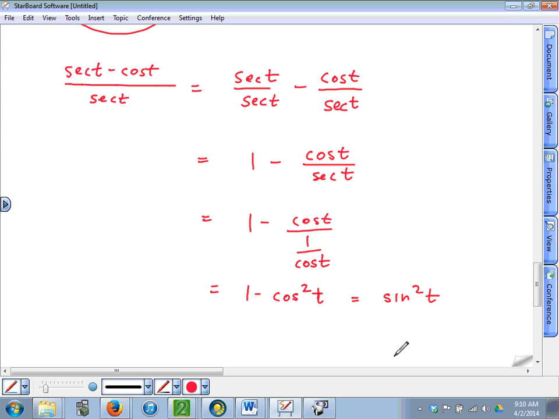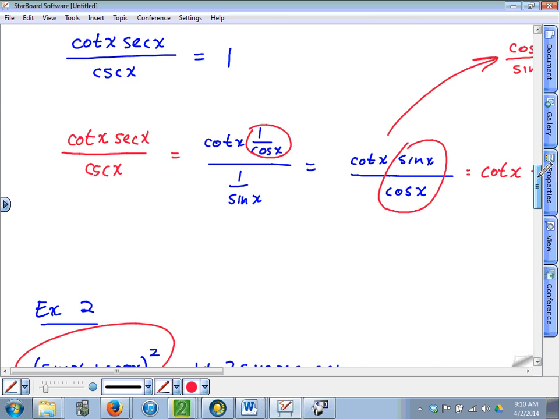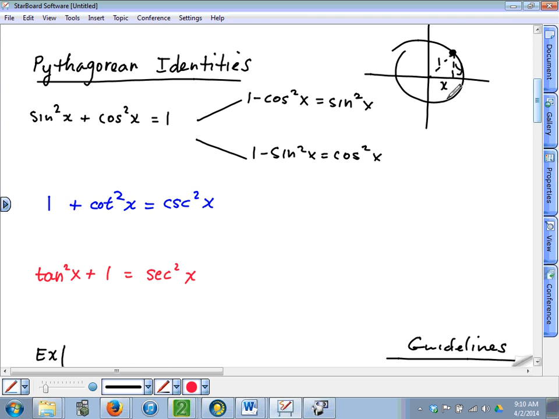Why does that make it cosine squared? Like, why does what equal what? So why is it cosine squared? If you go back to the Pythagorean identity, if you subtract the cosine squared on both sides, then it becomes sine squared.